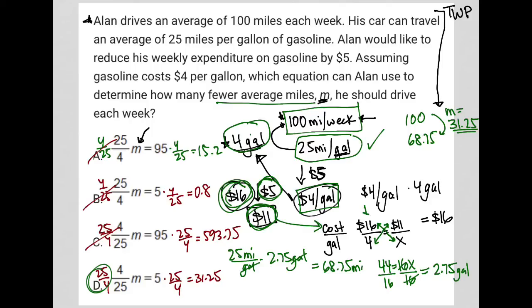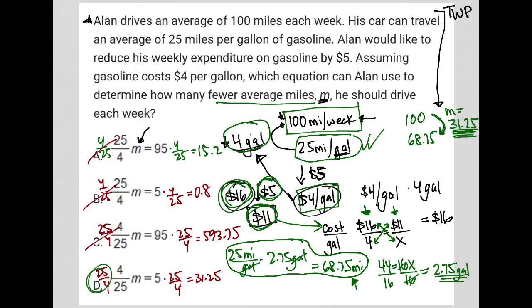Well, if $16 is how much I was spending to buy 4 gallons, then how many gallons am I buying with $11? That gets me to the 2.75 gallons, right? But the cost of gas hasn't changed, and the mileage of my car hasn't changed. So I use that 2.75 to figure out how many miles I am driving if I'm buying 2.75 gallons worth of gas. Well, I'm now only driving 68.75 miles. So how many fewer miles am I driving? I'm driving 31.25 fewer miles than I was before, which means that is the number that I should get from the equation over here.